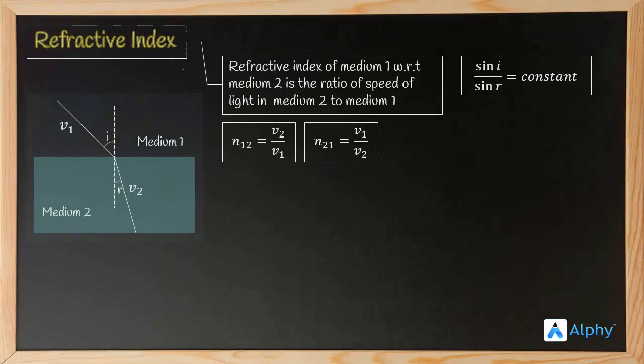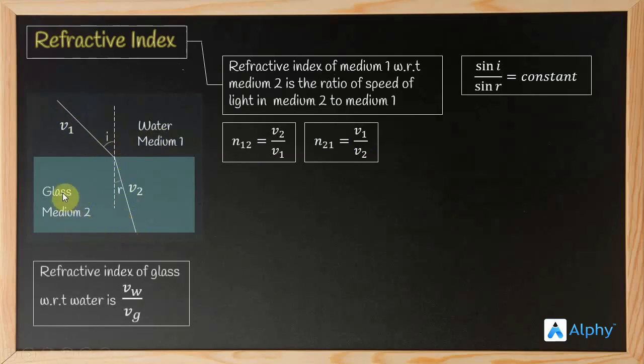Okay, so now let's take an example. Say the medium 2 is glass and medium 1 is water. So light is entering from water to glass. Glass is denser, water is rarer. So light bends towards the normal. So now we can say that refractive index of glass with respect to water is speed of light in water divided by speed of light in glass. Okay, it's the opposite. I hope you all would remember that.